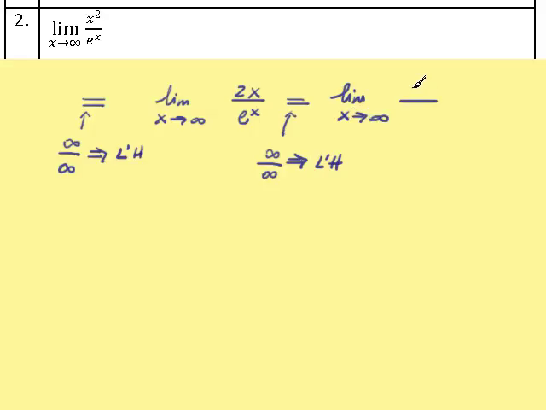And in the numerator we have 2. In the denominator, once again, e to the x. All right, so here we no longer have an indeterminate form. Now the denominator is going to infinity and the numerator is staying at 2, so this limit is 0.